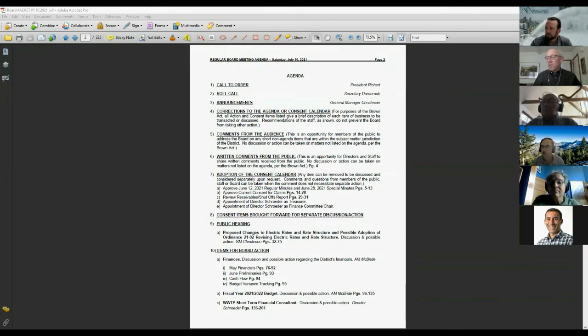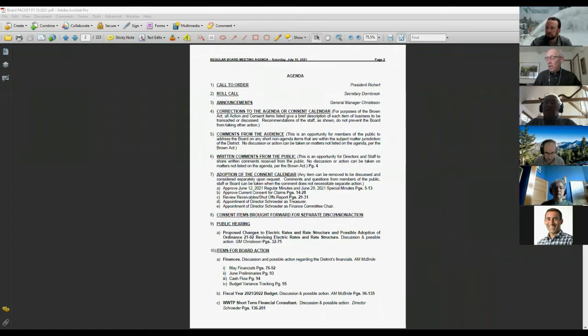Is there a motion to adopt the consent calendar? Dornbrook, I move to adopt the consent calendar as displayed. Thank you, Peter. Is there a second to that motion? This is Epstein. I second. Okay, roll call. Rickert, aye. Epstein, aye. Schroeder, aye. Perot, aye. Dornbrook, aye. Okay, great. Thank you.